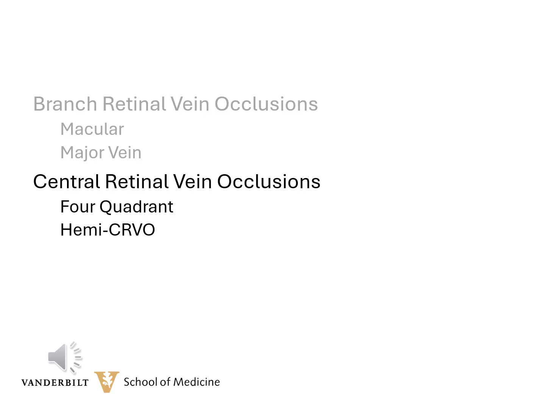With a hemi-CRVO, you will find the hemorrhaging either in the two inferior quadrants or the two superior quadrants. And even though it is not complete, the natural history and prognosis of hemicentral retinal vein occlusions much more closely follows that of a full central retinal vein occlusion than a branch vein occlusion.